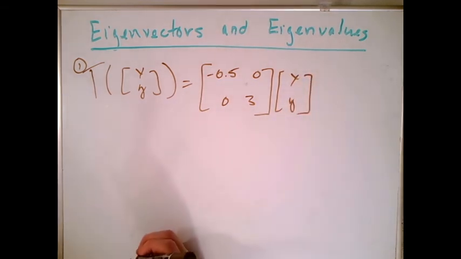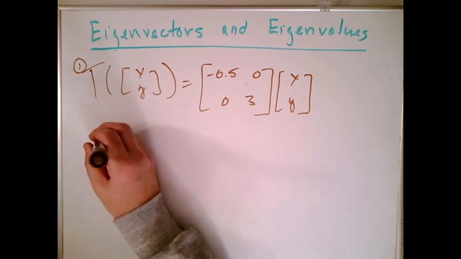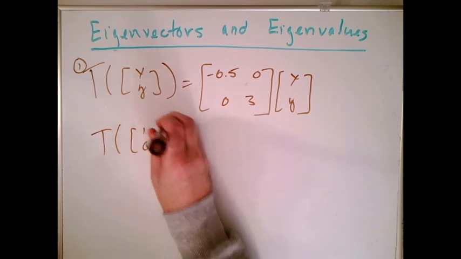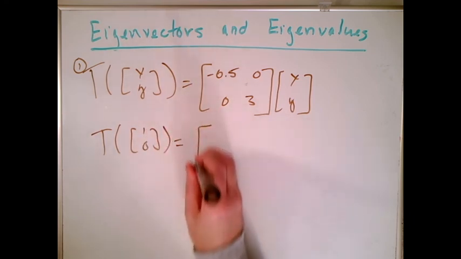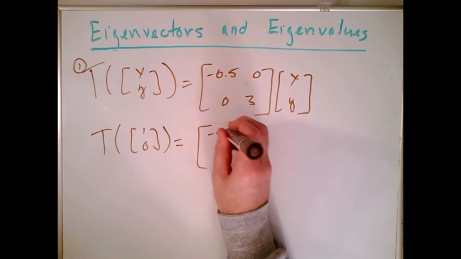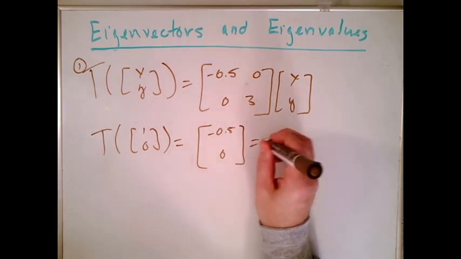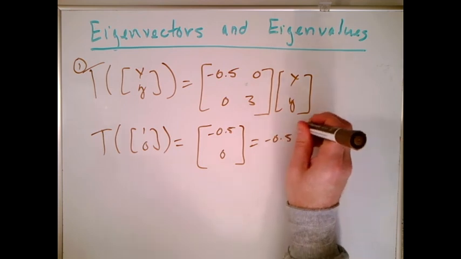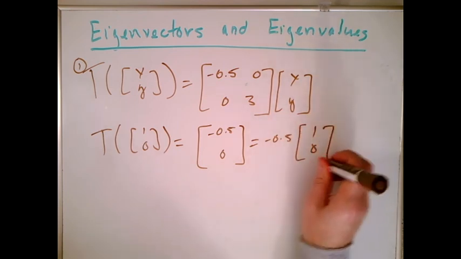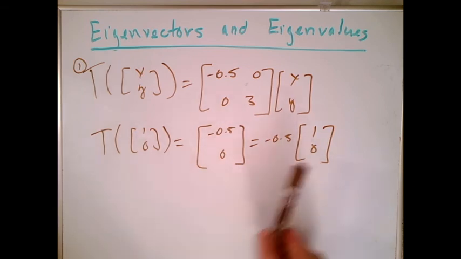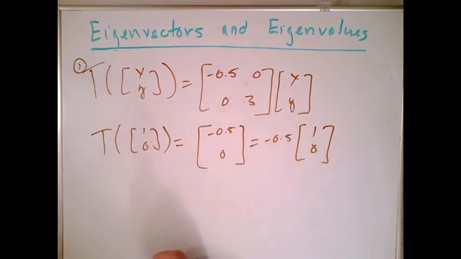Now, to be an eigenvector means that when you plug the vector into the linear transformation, it just purely gets stretched. So for example here, I can plug in the vector 1, 0, and when I multiply this, I wind up getting the vector minus 0.5, 0. Now you're going to notice that that's actually minus 0.5 times the original input. That's what it means to be an eigenvector. It means when you plug in the vector, the answer is a multiple of the original input.